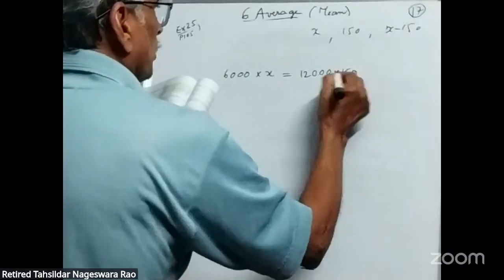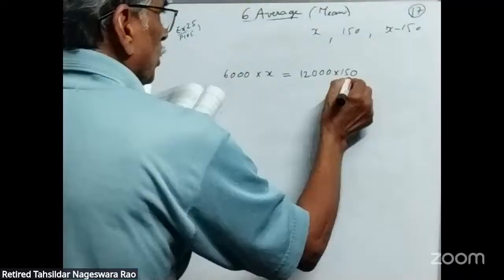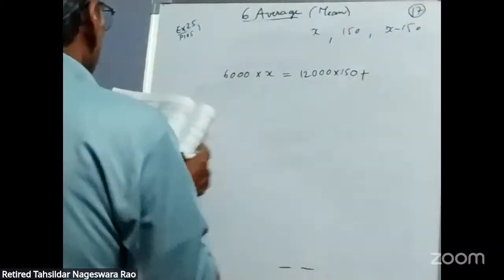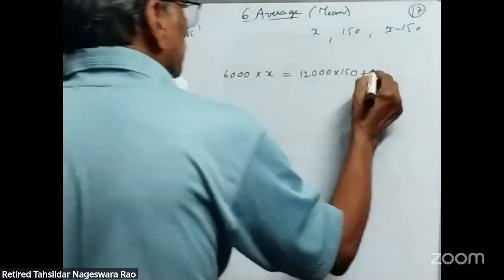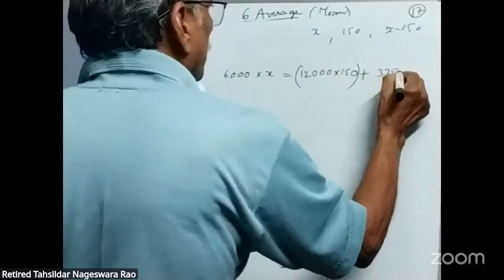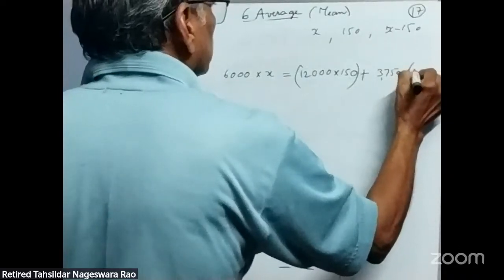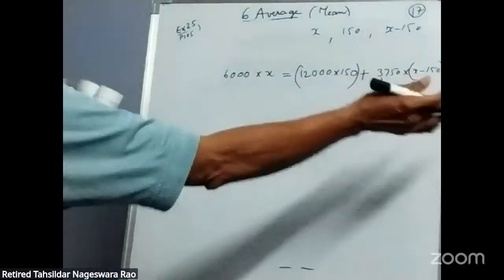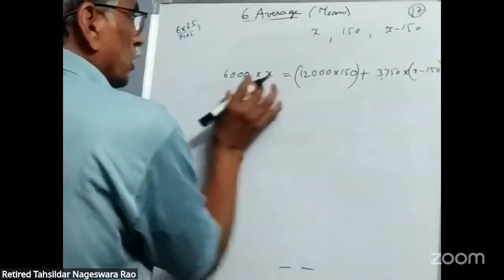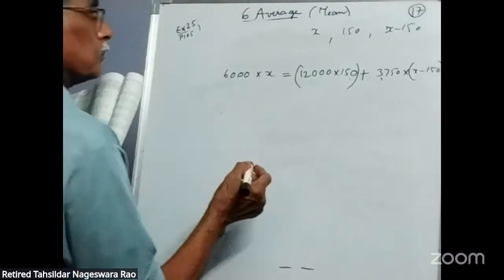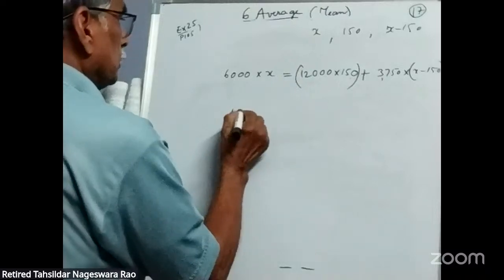Average into 150, average into number of values, plus non-technicians, average 3750. 3750 into non-technicians, which is x minus 150. That is the equation. Technicians plus non-technicians total will be the total salary paid to the workers in the factory, $6,000 x.